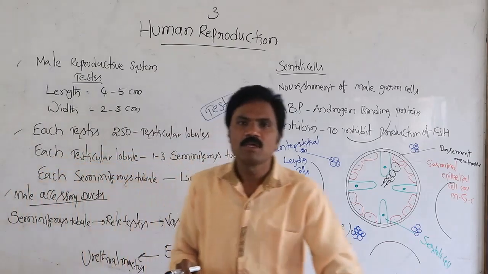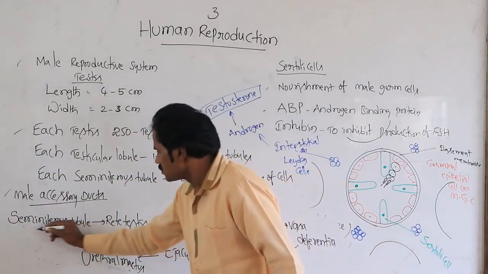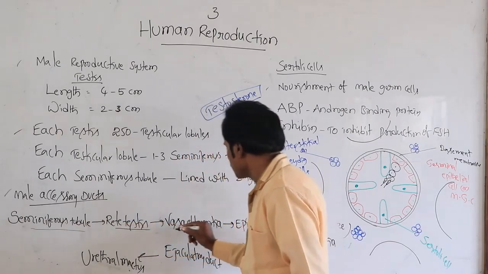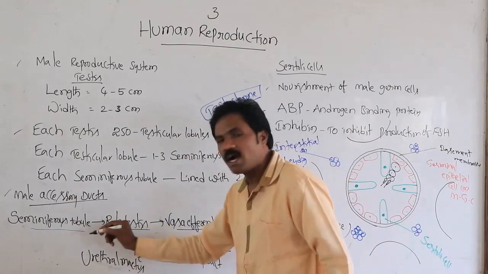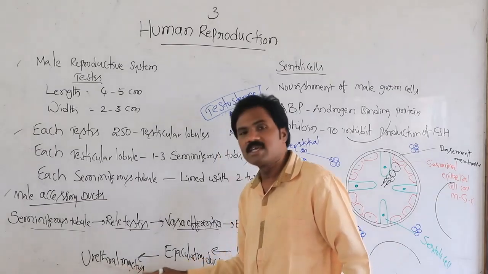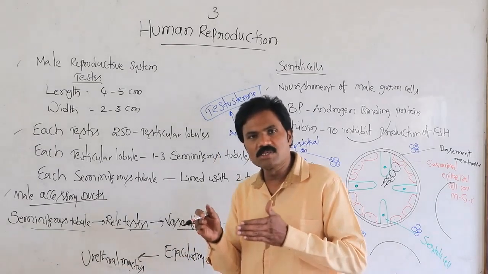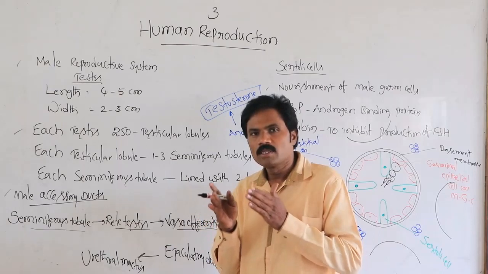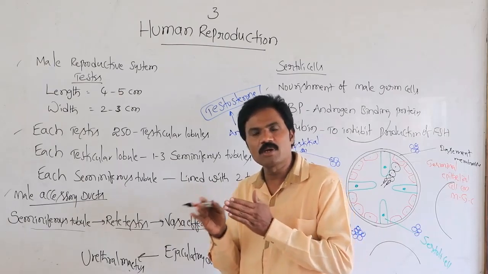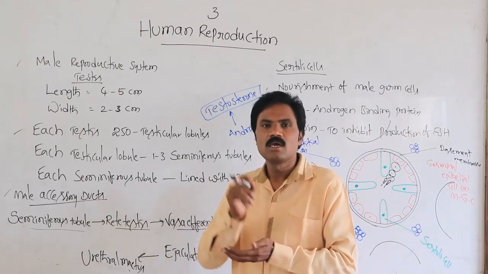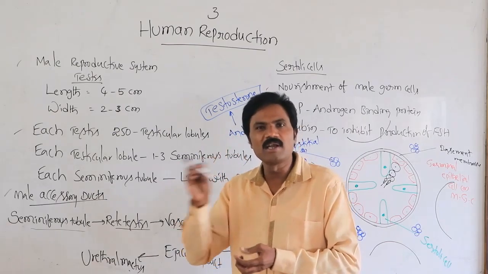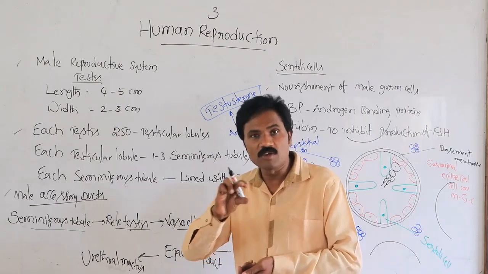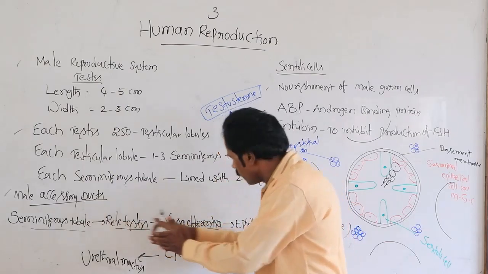Here, the accessory ducts are the seminiferous tubule, rete testis, vasa efferentia, epididymis, vas deferens, all until the urethral meatus. So from the exam point of view, how the male gametes transfer along the accessory ducts, you identify the sequence order. That is the most important NEET level question. What is the order? The sequence order. Everything you know.